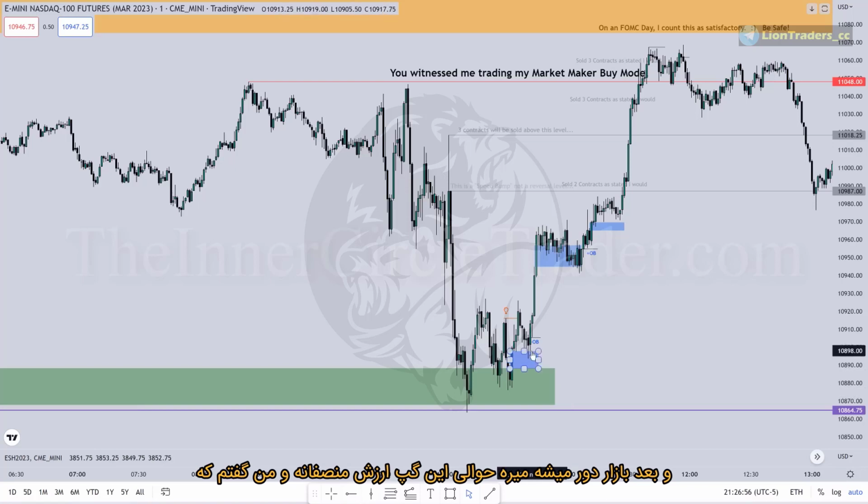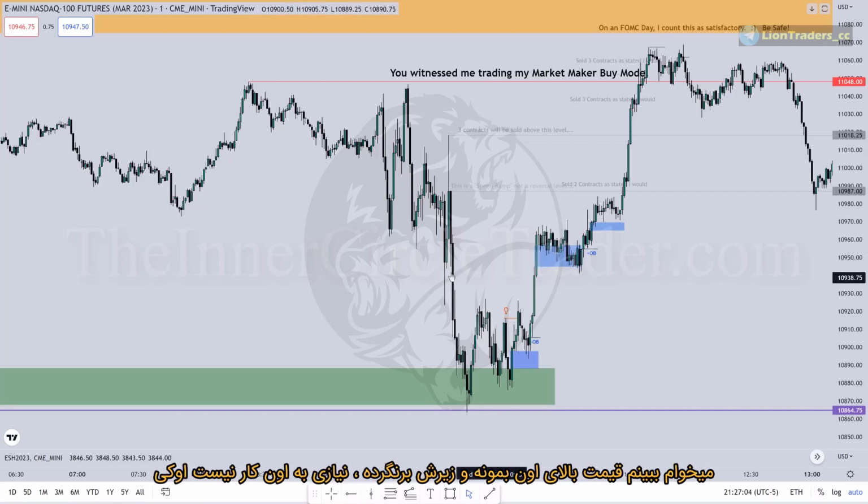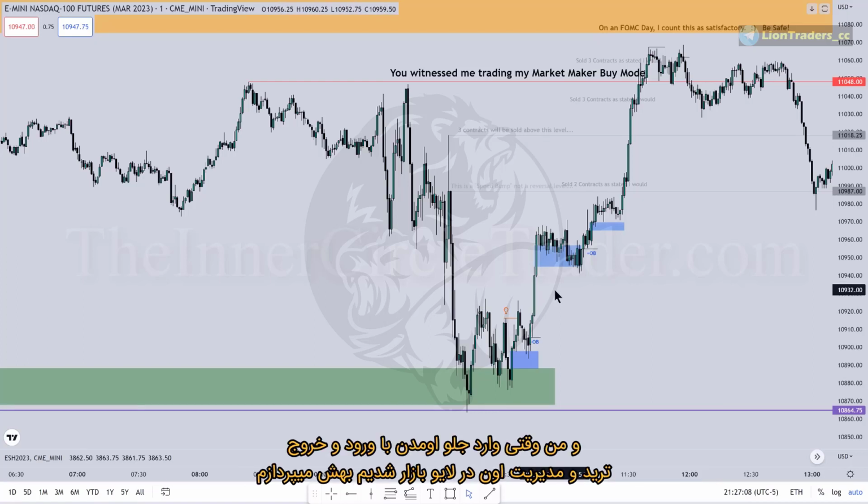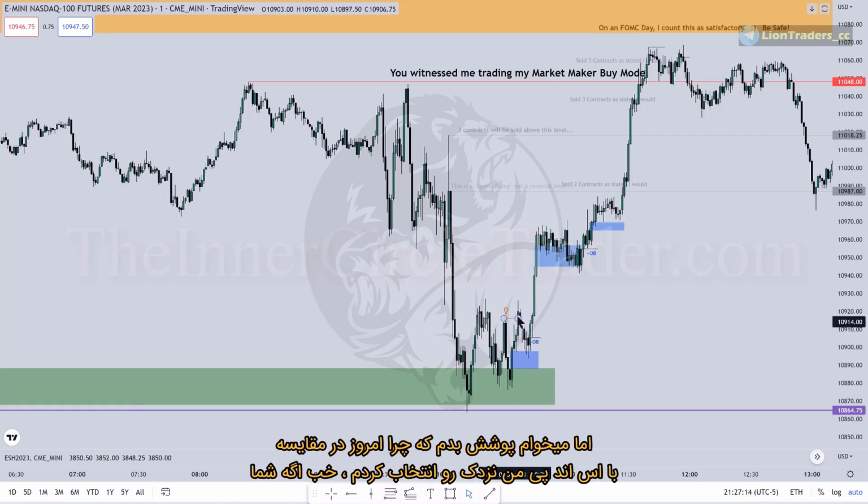And then the market ran away above this fair value gap. And I mentioned that I wanted to see price stay above that, and it would not go back below that. It's not needed to. Okay, and I'll get into that when we're doing the live walkthrough of the trade execution and management. But I want to cover why I chose the NASDAQ today versus the ES.